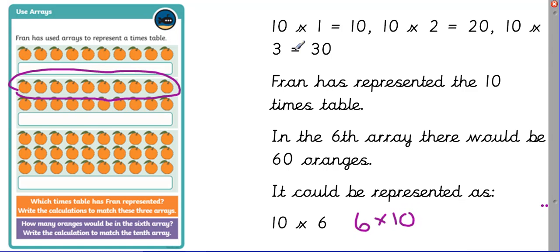Okay? So for each of these, you could have also had 1 times by 10, 2 times by 10, and 3 times by 10. You will probably have got that if you did your rows. I did columns for some reason, I'm not quite sure why. Okay, well done if you got those correct.